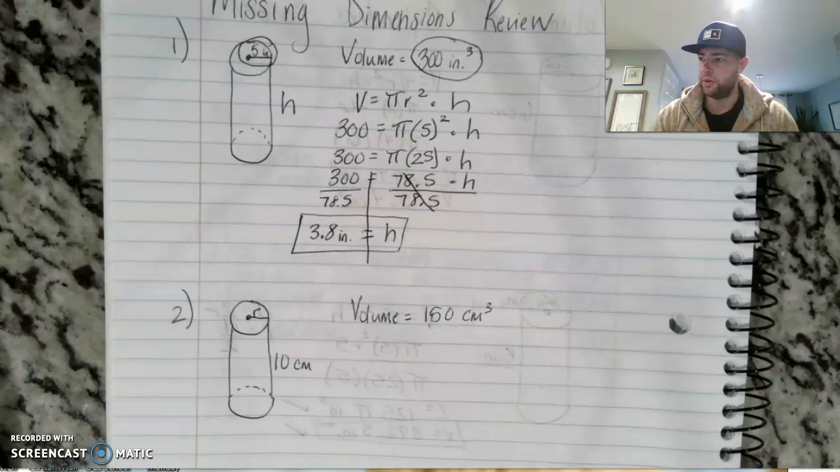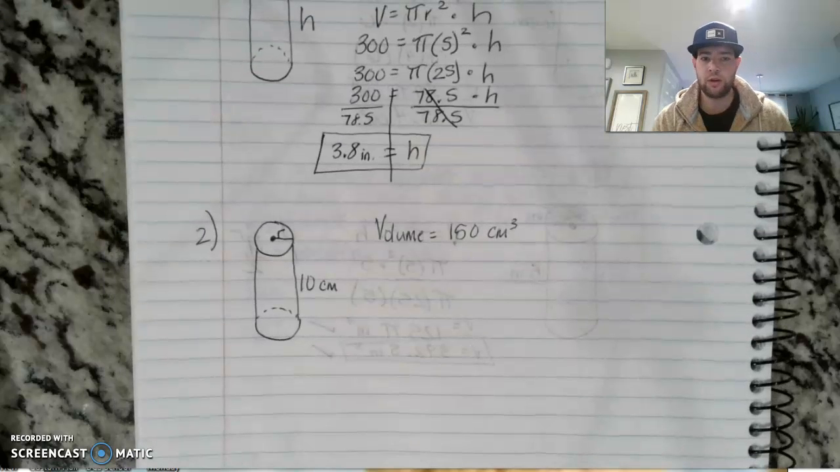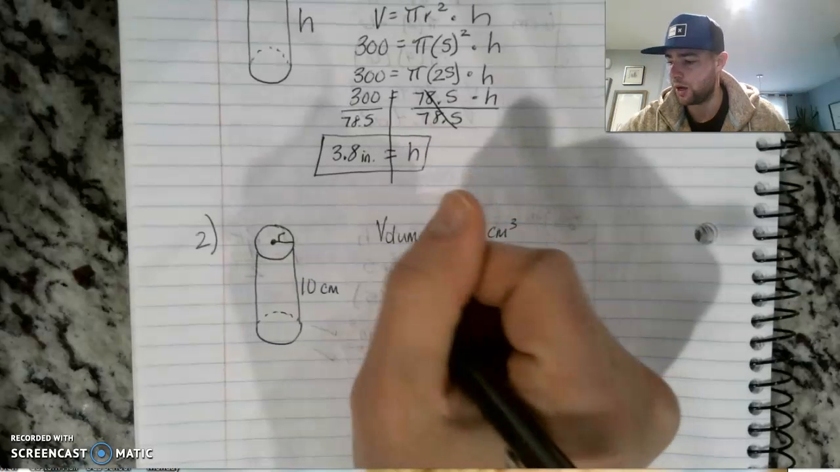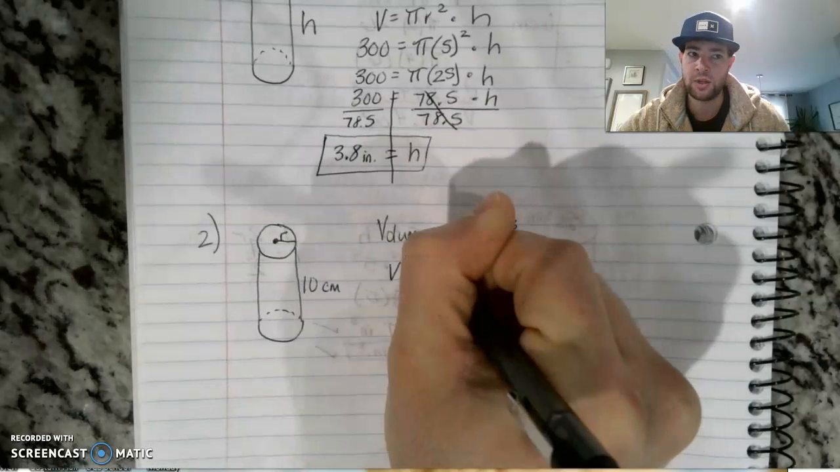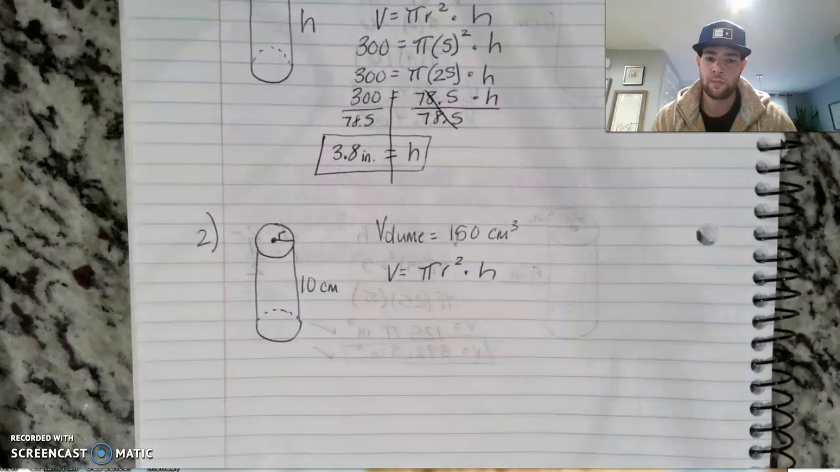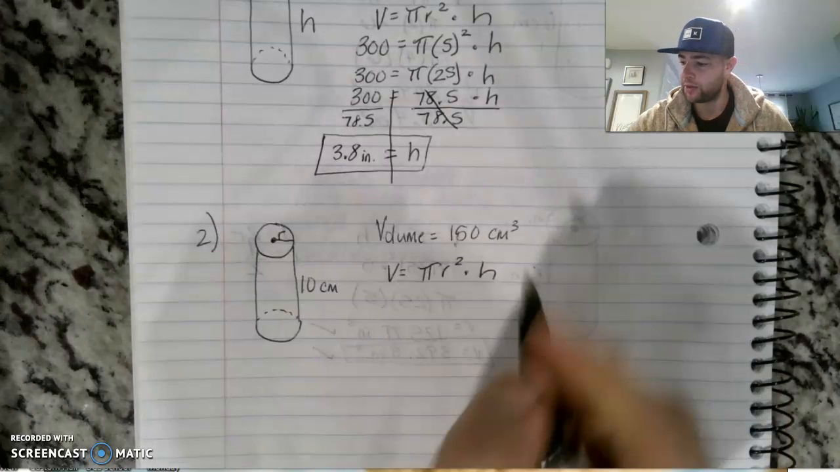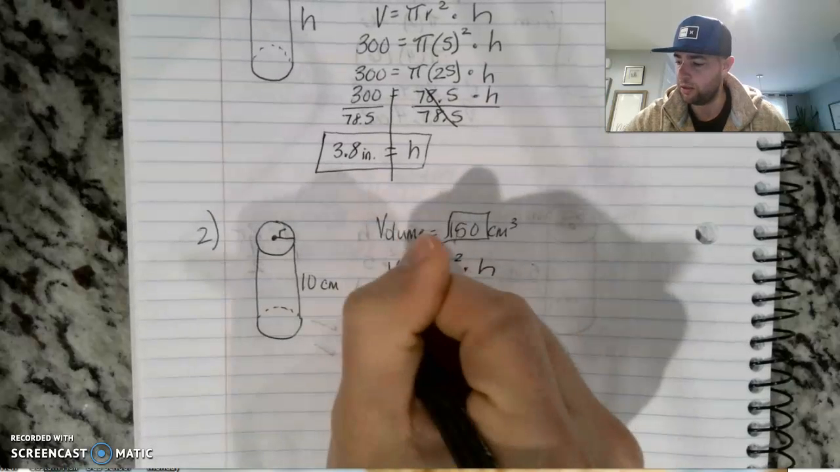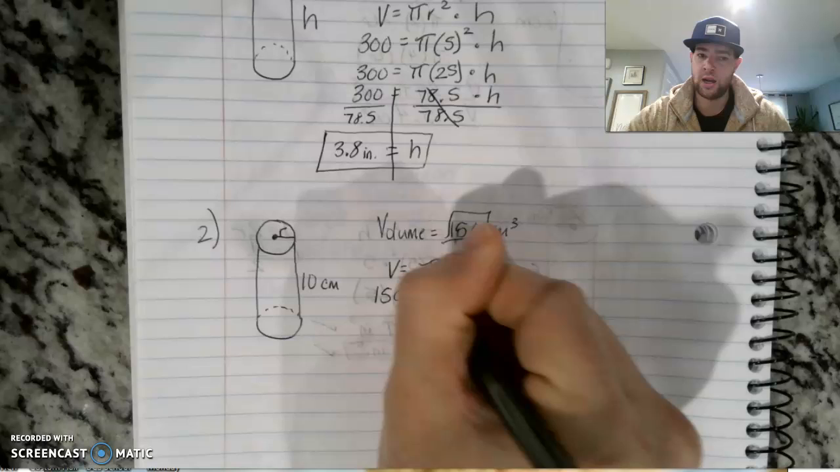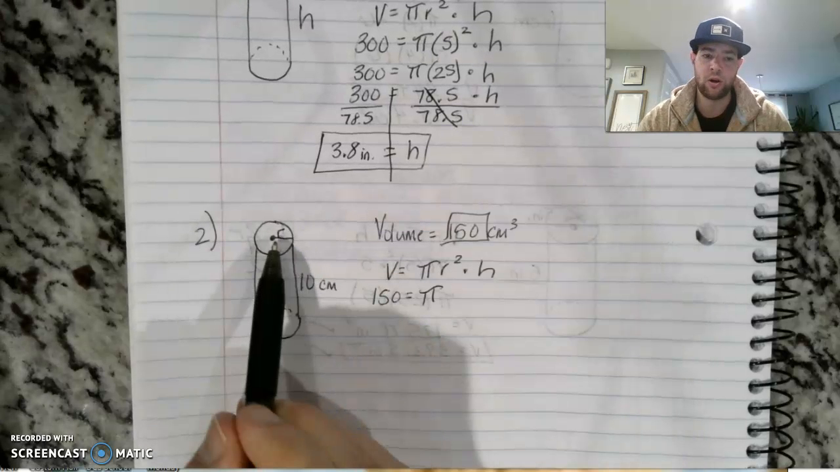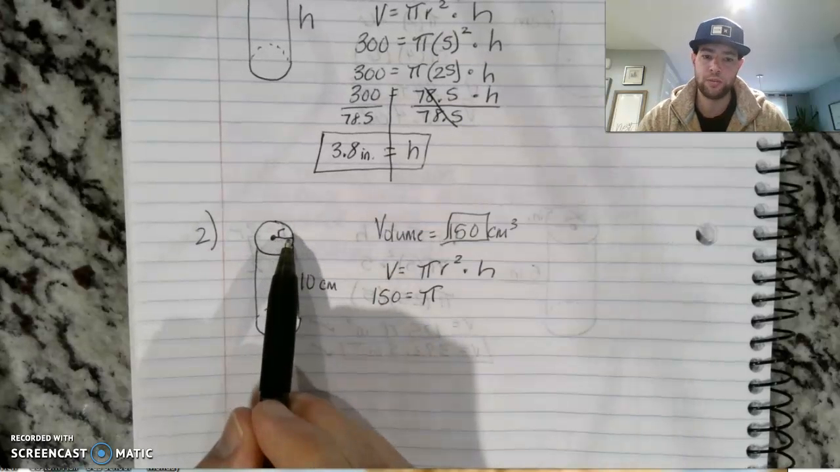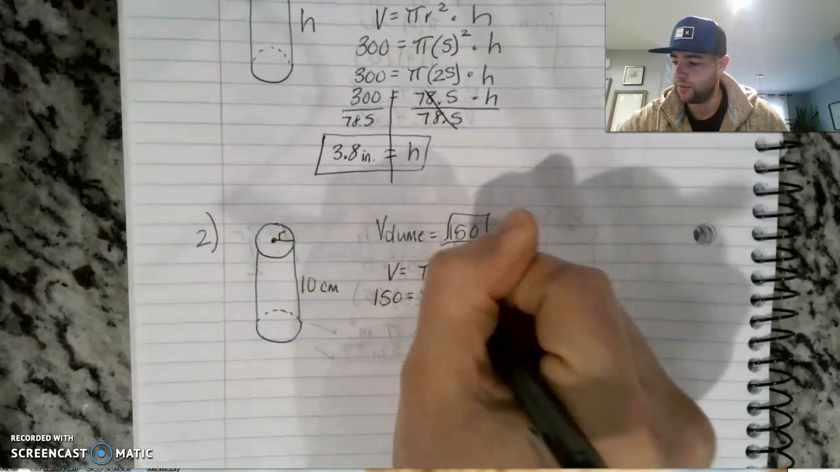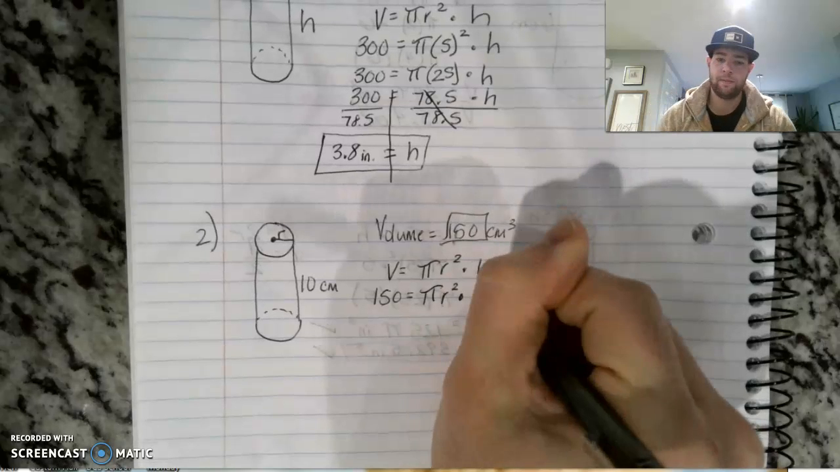And then I'm going to do one more review if we're missing the radius. So we're going to do the same thing again. I'm going to bring down my formula, volume equals pi r squared times height. I know my volume's 150, so underneath V I'm going to replace it with 150 equals pi times, obviously we don't know what the radius is, they put r where our radius value should be, so I'm just going to bring down r squared next to pi times our height is 10.